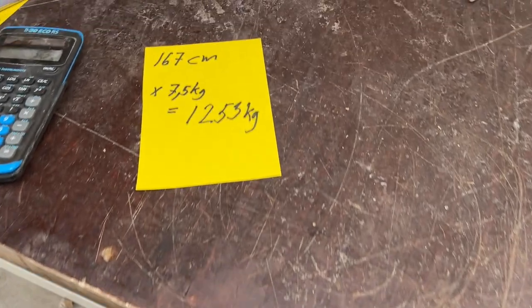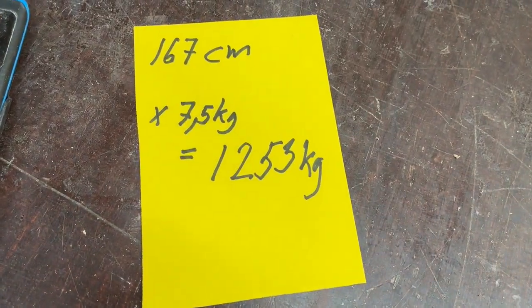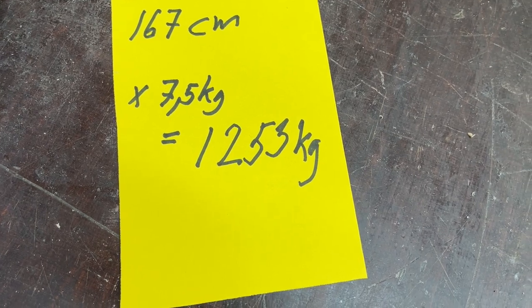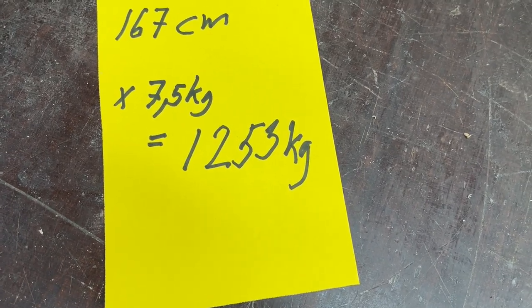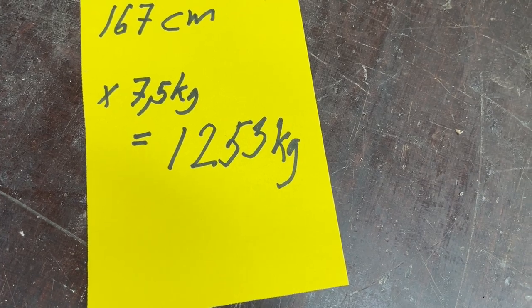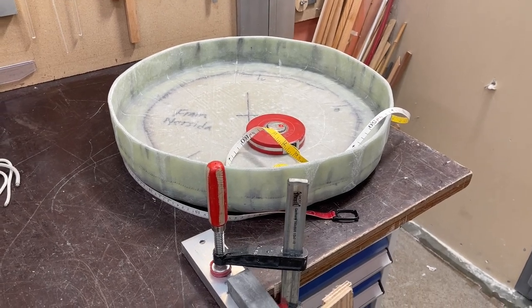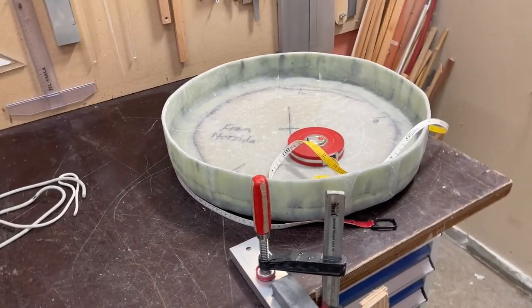And 167 times 7.5 kilos is 1,253 kilos, 1.2 tons. So that's why there are some forces on the ratchet strap.